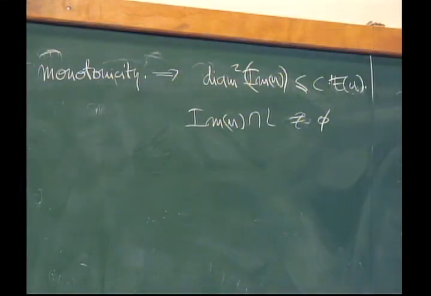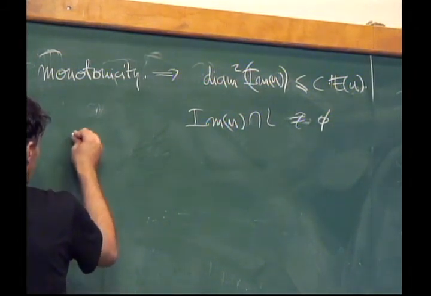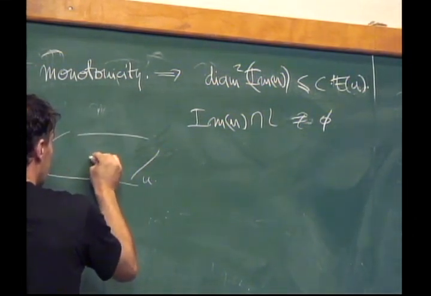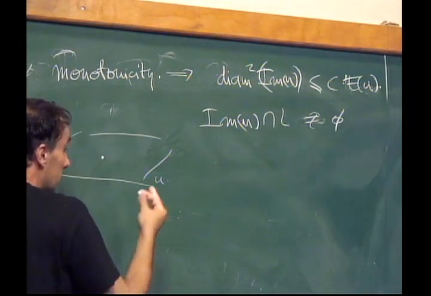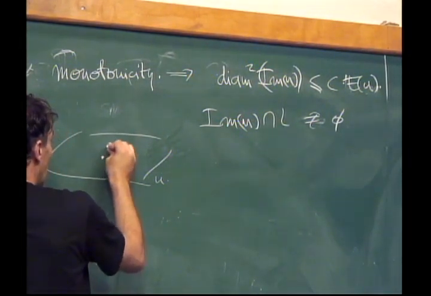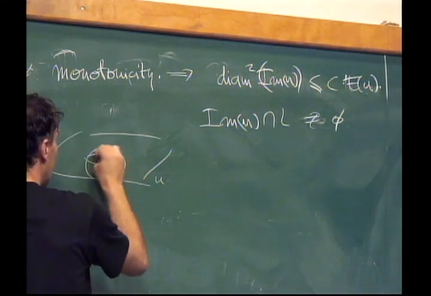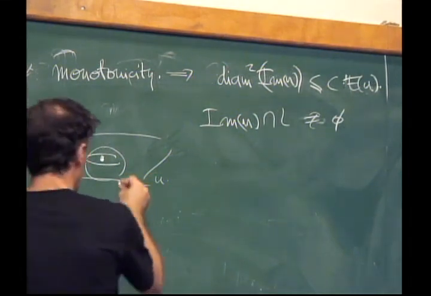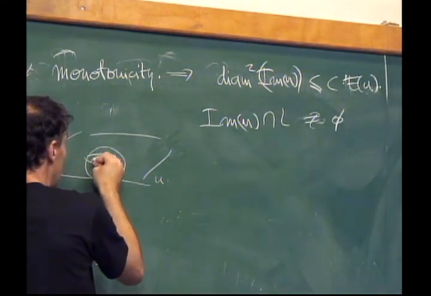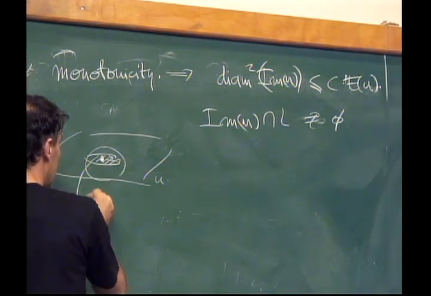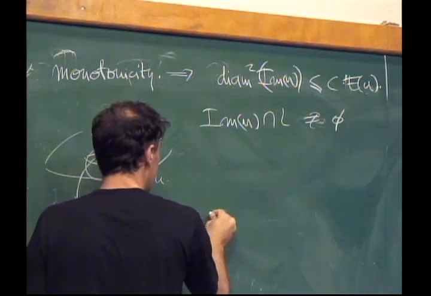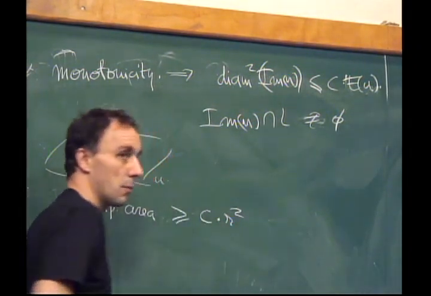Now, what is this property of monotonicity? It says that if you have some holomorphic strip, say u, which intersects a ball in its center, a ball of radius R, then the symplectic area of this intersection is greater than C R squared for a uniform constant C.